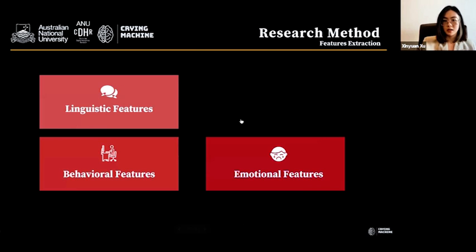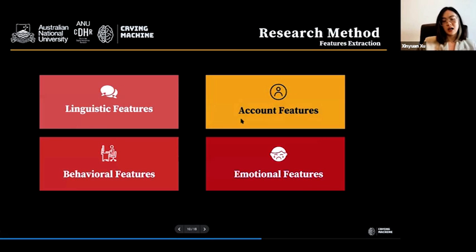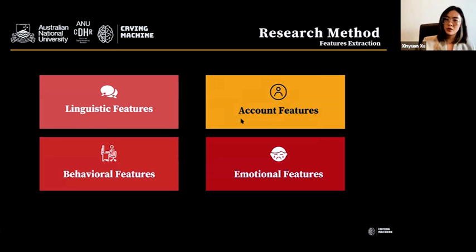The last is the account features. This kind of feature is extracted from users' account settings and users' profile information, such as self-description and profile photo. Although published content contains rich information that can identify users with suicide ideation, they might still miss some significant details that could be available from the account features and contribute to higher accuracy. The final step is machine learning modeling.